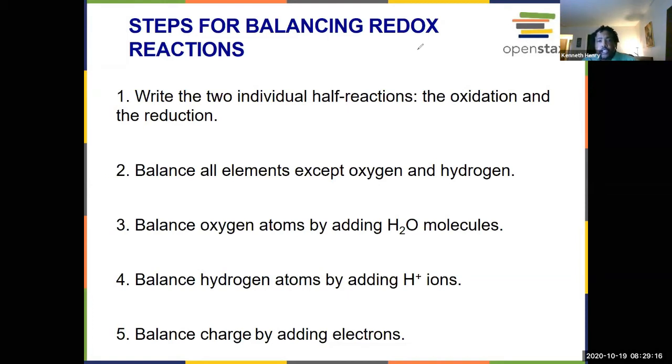And then the last thing, well, almost the last thing you're going to do, is balance the charge with electrons. You want to make sure the charge is balanced. So if you have a total plus charge on one side of the reaction, you want to make sure you have a total plus charge on the other side, on the product side. You shouldn't be changing your overall charge on the reaction. Are you clear on that?